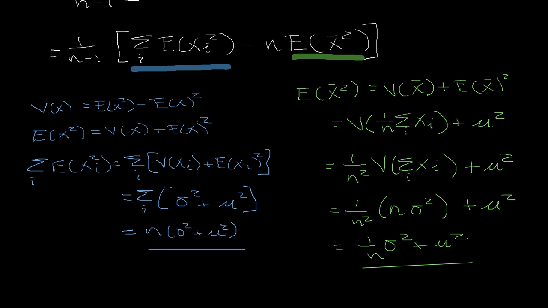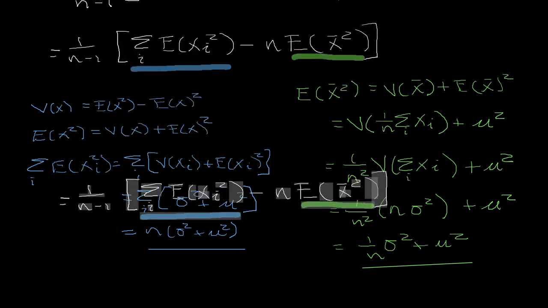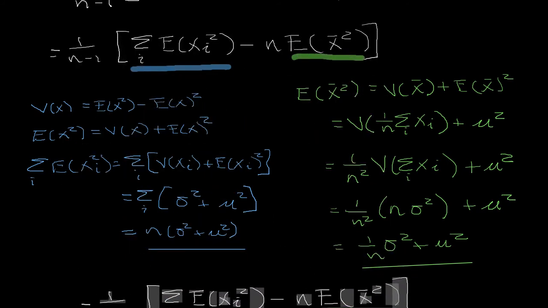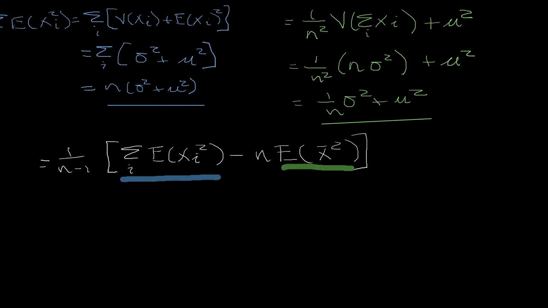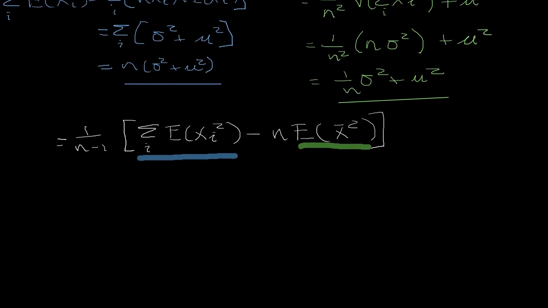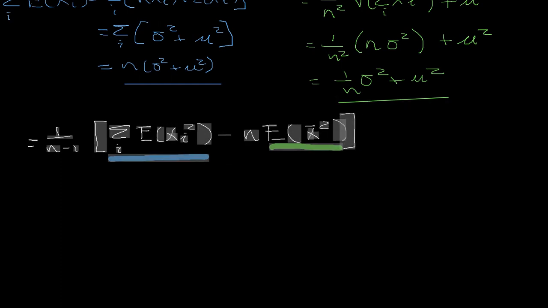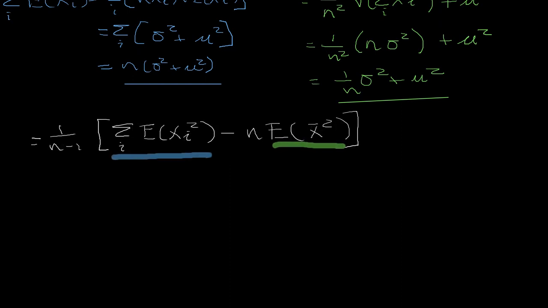So let me copy this and move it down here. So we have the three expressions at the same time. So let me arrange this a little bit. Okay. So now the blue part, 1 over n minus 1 times, is just going to be n times sigma squared plus mu squared.